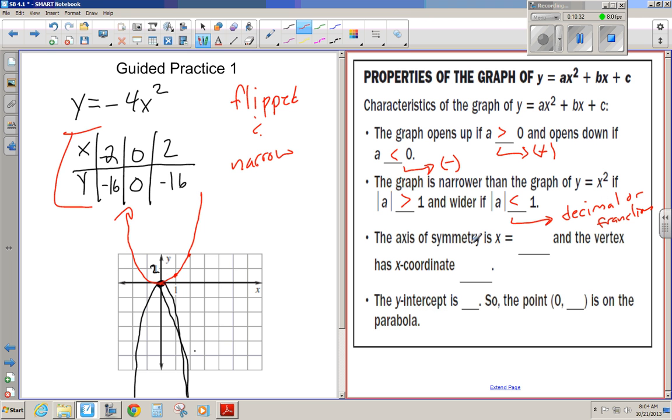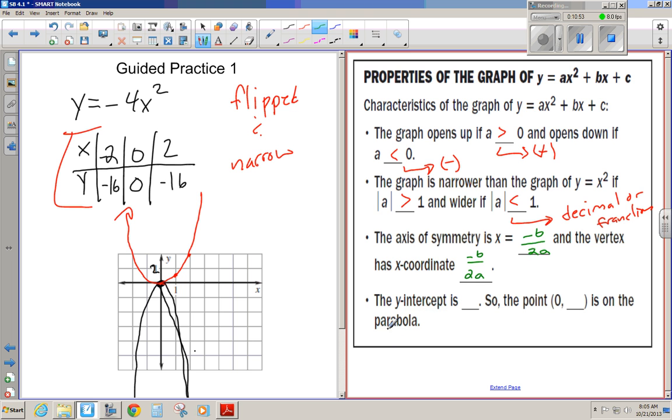The axis of symmetry is x equals, and this is the big one right here, negative b over 2a. And the vertex has an x-coordinate of negative b over 2a.